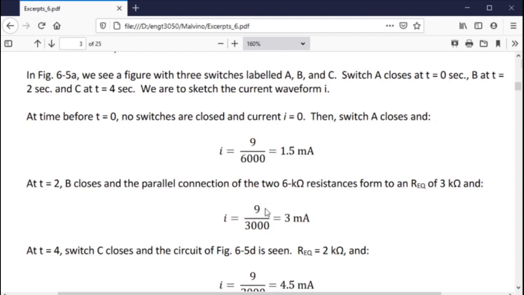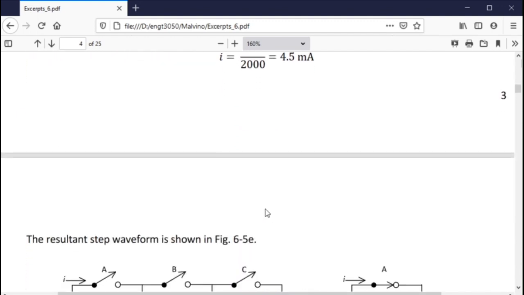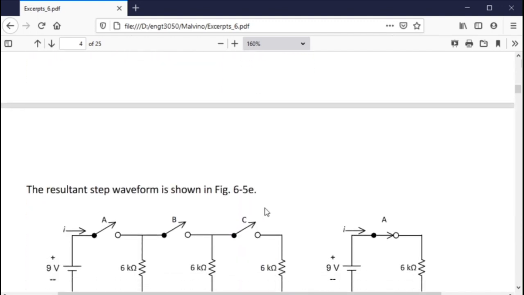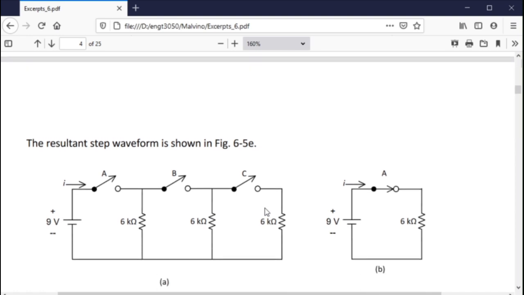Here is another question. In this question, we selectively close these switches. So basically, at t equals 0, none of the switches are closed. At t equals 0, this switch closes. Well, you can see if that happens, we're still just going through this resistor. Simple circuit, 9 volts, 6 k ohms. You can calculate the current through that.